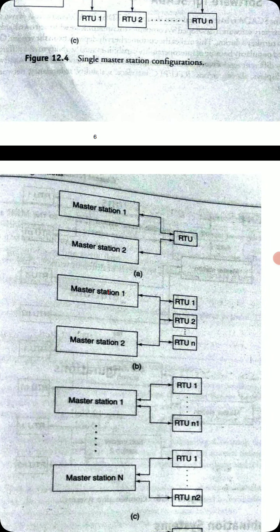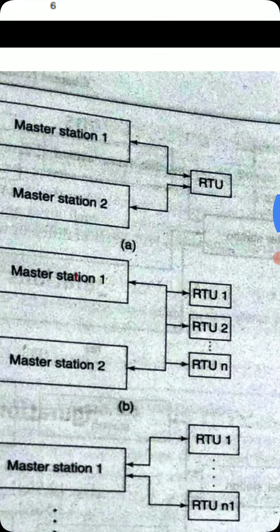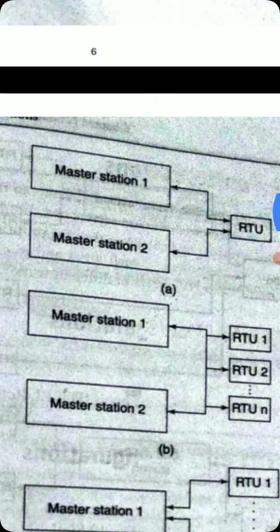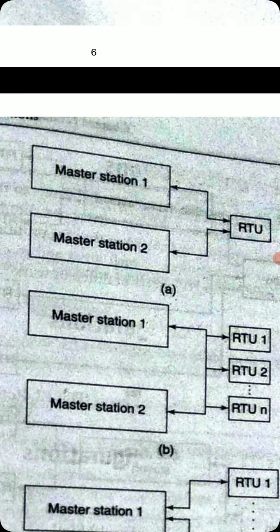single dual ported RTU. For a dual ported RTU, you can see two ports are there in this RTU and this RTU is connected to two master stations. So it is what? Multiple master station. The master stations are more than one here. So the single RTU with the dual port is connected to two master stations. This is the first way, that is called a radial circuit.